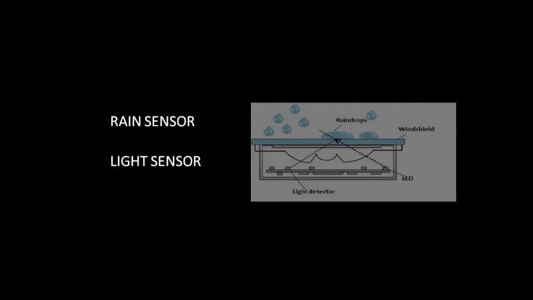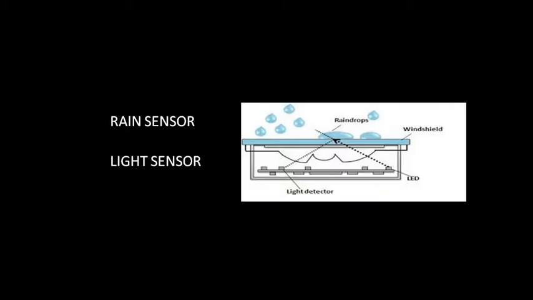So the sensors we are going to discuss today are the rain sensor and light sensor. This is the image which I will describe in the future slides, where I will describe each and every function of the rain sensor and light sensor. I'll just brief about it. Here is the windshield, light detector, LED, raindrops. We'll discuss each and every function of the rain sensor and light sensor in the future slides.